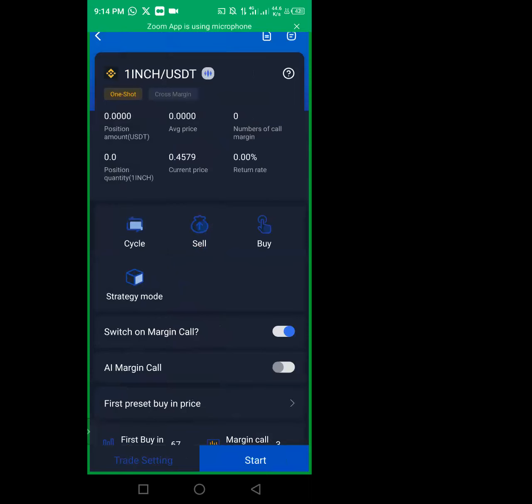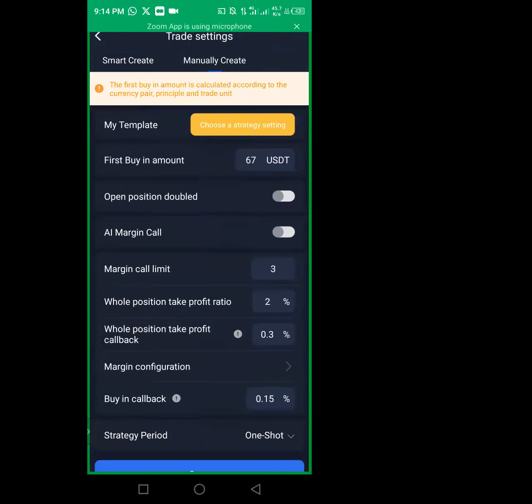So this is how the robot works, this is the instruction. This is your plane, you are the pilot. This is your dashboard in the plane. You give instruction for the plane to start flying. So here, you click on trade settings. Look at it down here. When you click on trade settings, you set the first buy-in amount.